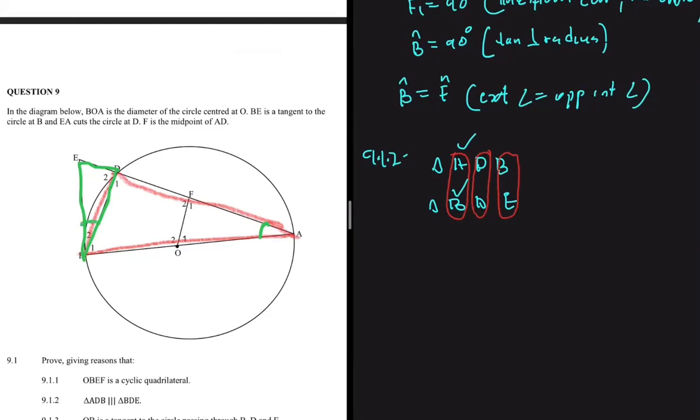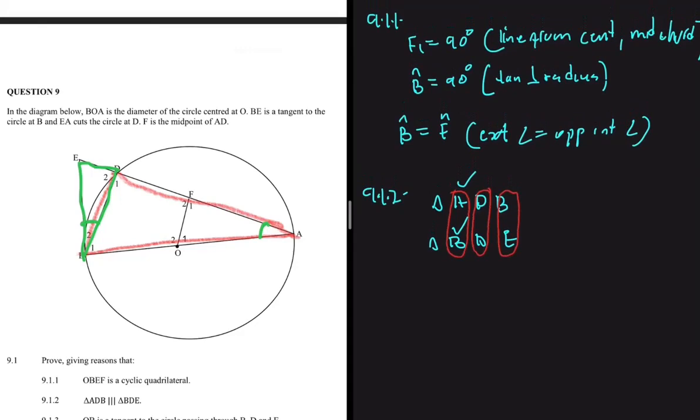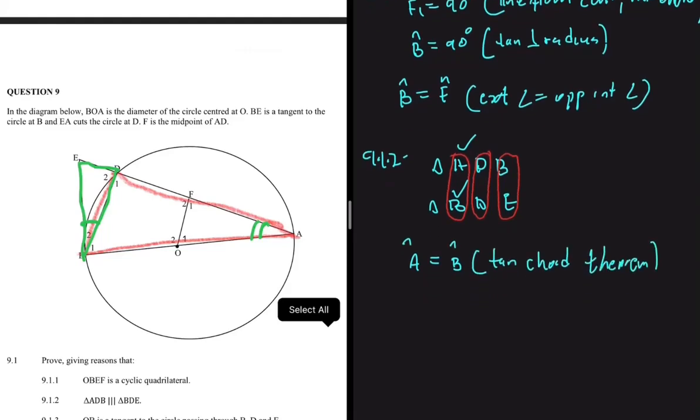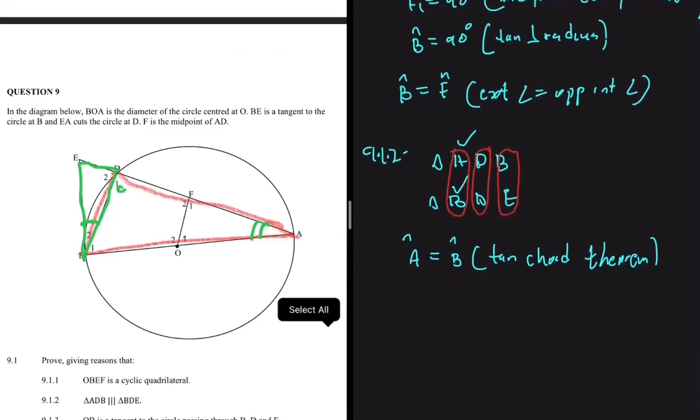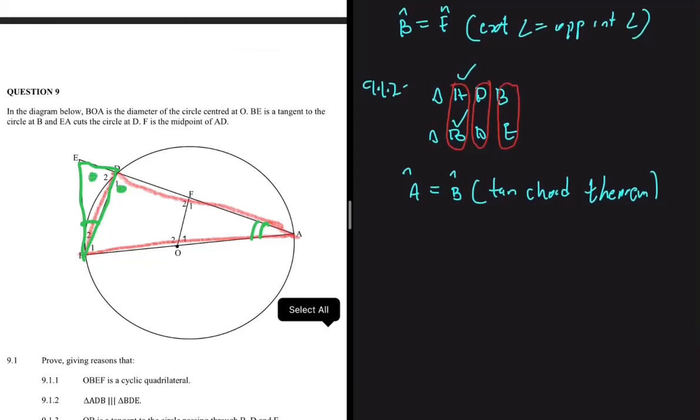So let's go to our keywords and see which keyword we can use. You can already see that we're going to use the tangent, right? Because EB is a tangent and BD subtends angle A. So already here we can say that angle A is equal to angle B. And then why are we saying that? This is because of the tan chord theorem. And then now we can go ahead and see that angle D in triangle ADB is equal to angle D in triangle BDE. So we're saying that this angle here should be equal to this angle here, right?